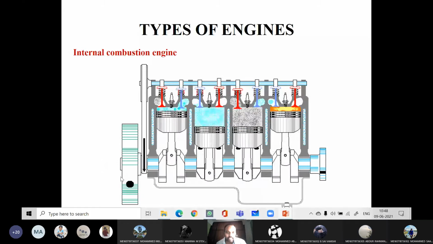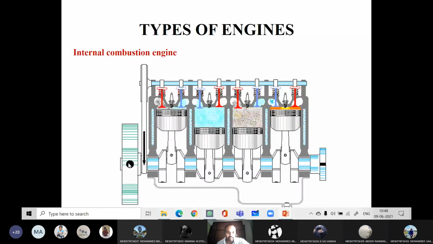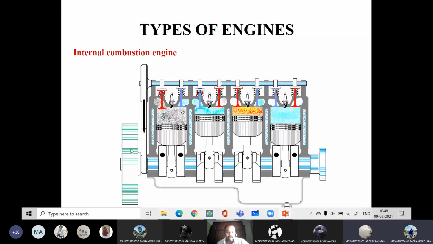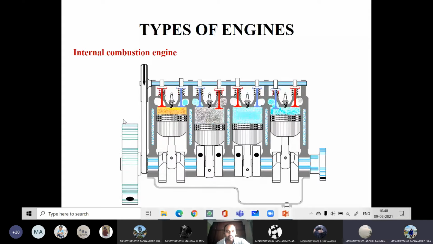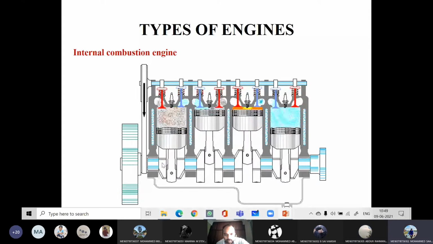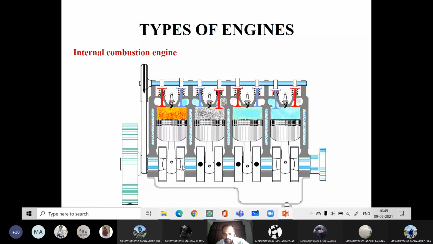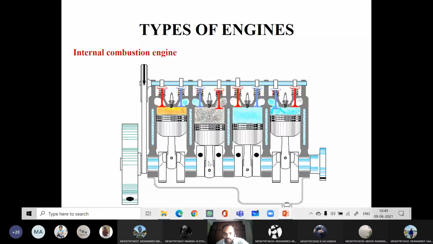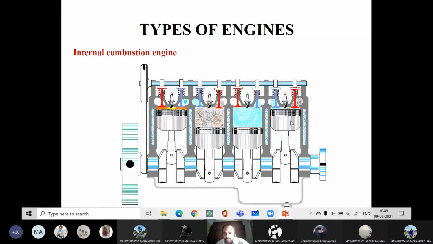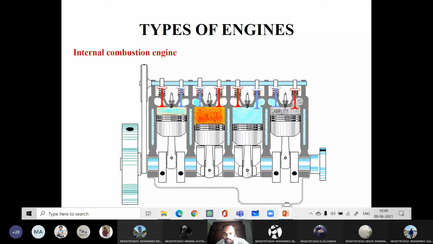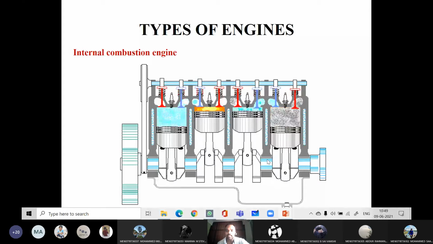Now you can see a big wheel is there on the left side. Can you see here? A big wheel. Yes, this is the flywheel. Okay, and this shaft is there. This is the crankshaft, and here we have 4 pistons. These pistons and the crankshaft are connected by using connecting rods.